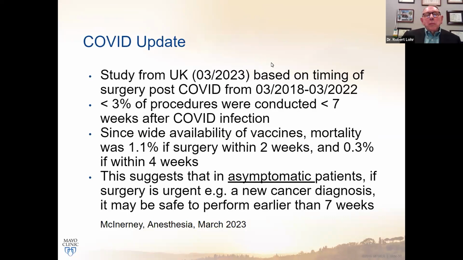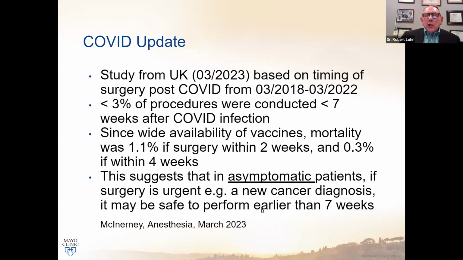Now, this has been looked at more recently. This is a study from last March. It's not even a year old yet. And based on the timing of COVID, this is from the UK, from 2018 to 2022. Now, the majority of patients were waiting the 7 weeks, but a little less than 3% of procedures were conducted in less than 7 weeks since the COVID infection. And after the availability of vaccines became wide, the mortality actually was only 1.1% of surgeries within 2 weeks of the COVID diagnosis and 0.3% if within 4 weeks.